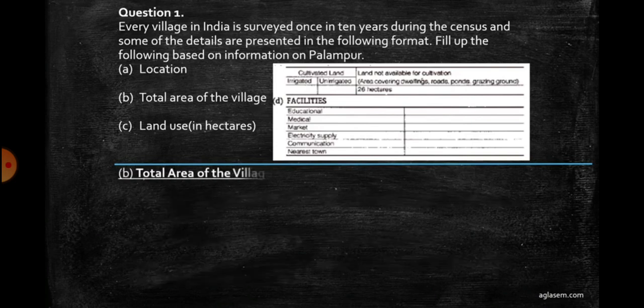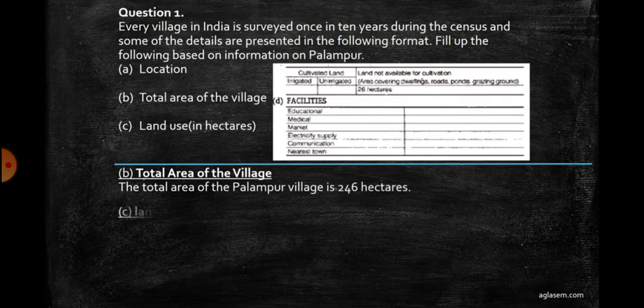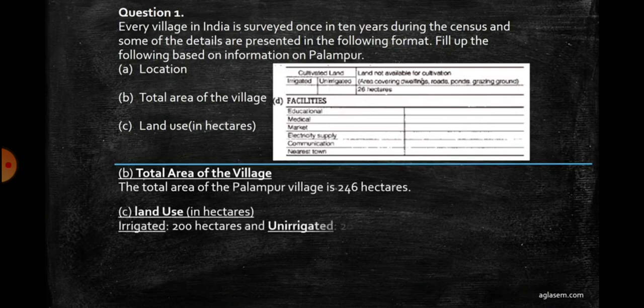Total area of the village. The total area of the Palampur village is 246 hectares. Land use in hectares. Irrigated land is 200 hectares and unirrigated land is only 20 hectares.